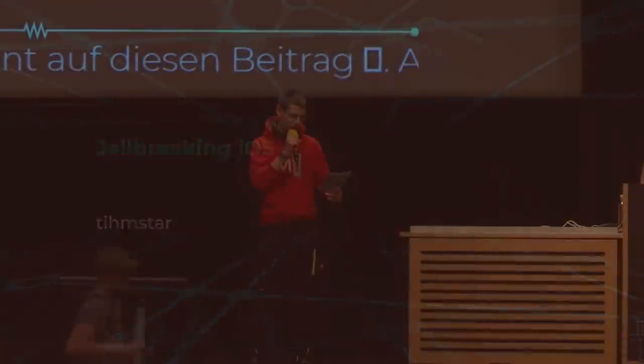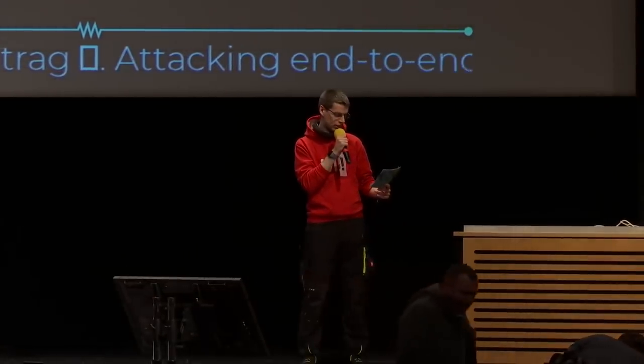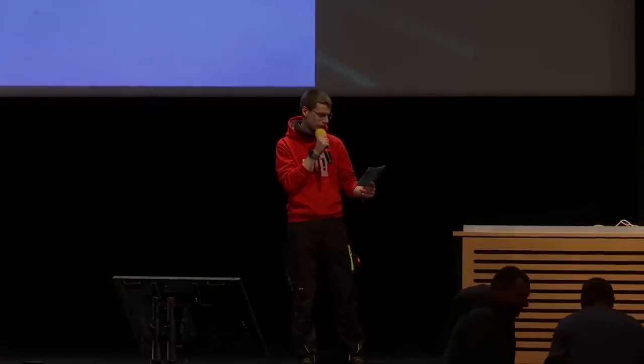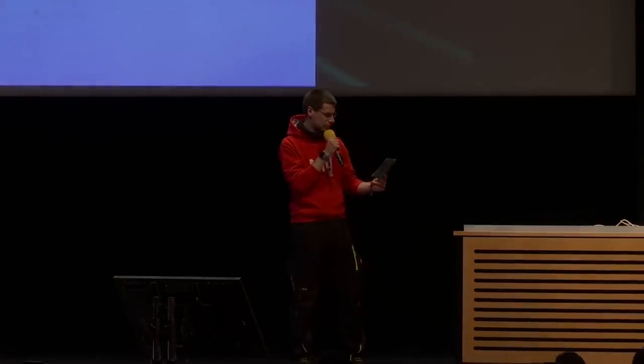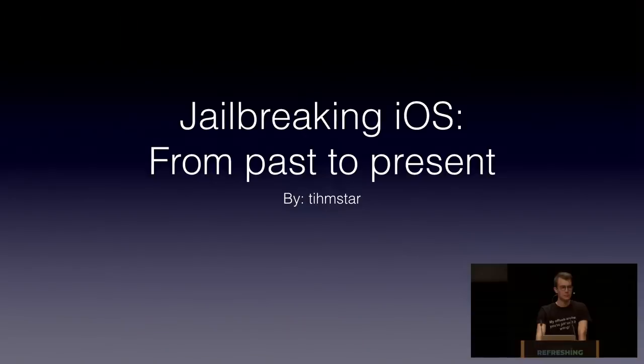All right, let's start with our next talk in the security track of the Chaos Communications Congress. The talk is called Jailbreaking iOS from Past to Present, done by Dimster. He spoke at the 32nd C3 already and researched several jailbreaks like the Phoenix or the jailbreak for the Apple Watch. He's going to talk about the history of jailbreaks, familiarize you with the terminology of jailbreaking and about exploit mitigations and how you can circumvent these mitigations. Please welcome him with a huge round of applause.